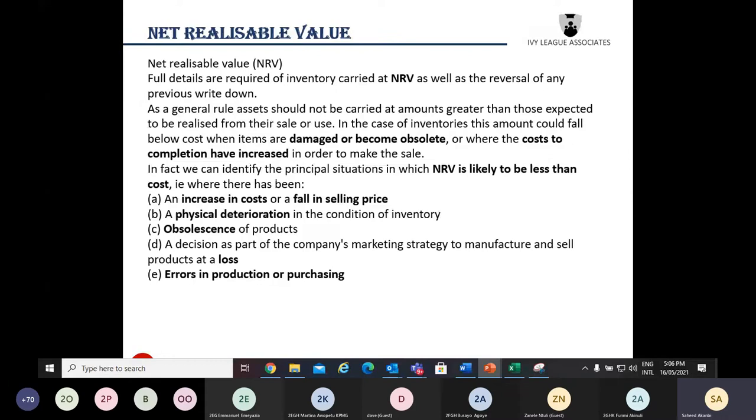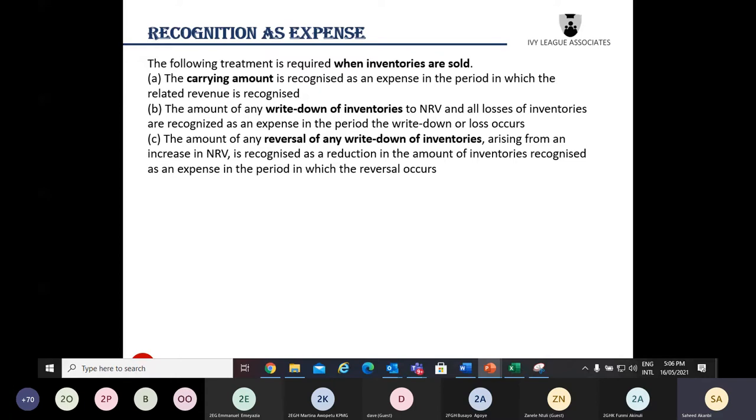Number two, when inventory has been physically deteriorated or physically damaged. Number three, when inventory becomes obsolete. Number four, when it's part of a marketing strategy to manufacture and sell product at a loss. And number five, when it has to do with error in production or error in purchasing. Can I proceed? Okay, that means I can proceed.